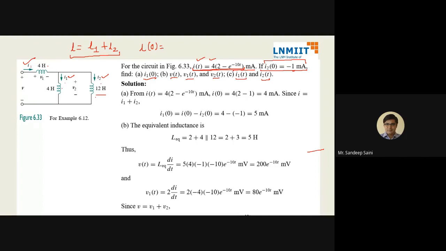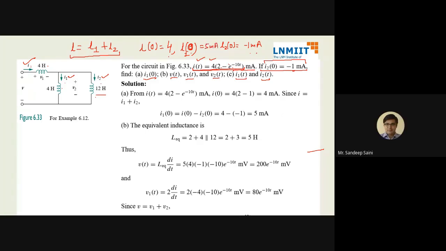See, e raised to power 0 is 1, 2 minus 1 is 1, 4 into 1 is 4. So this is I of 0. What is I of 1? I1 at t equal to 0 and I2 at t equal to 0. I2 at t equal to 0 is already given. So what will be I1 at t equal to 0? 4 minus minus 1, 4 minus 5 minus 1, that is 5 milliampere.